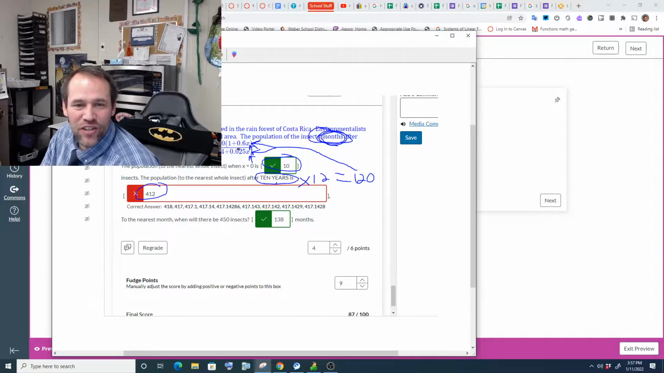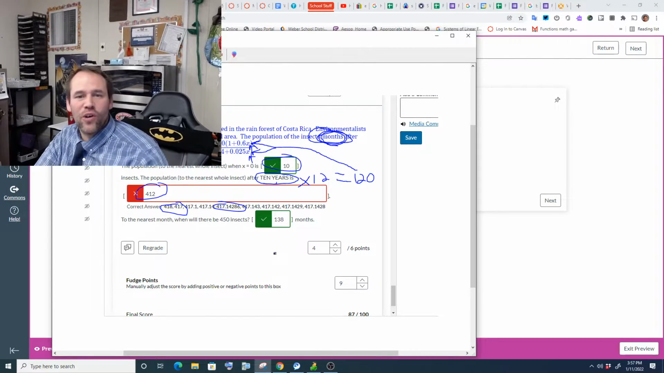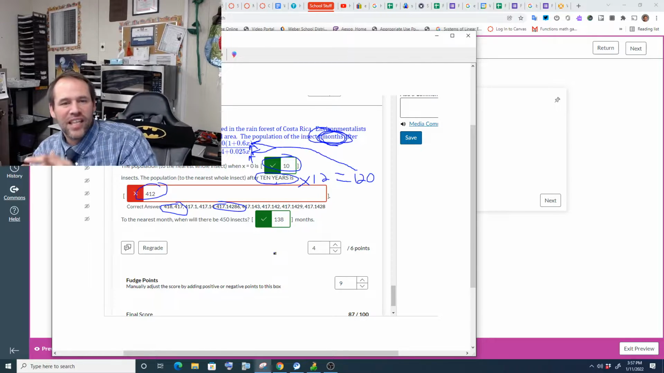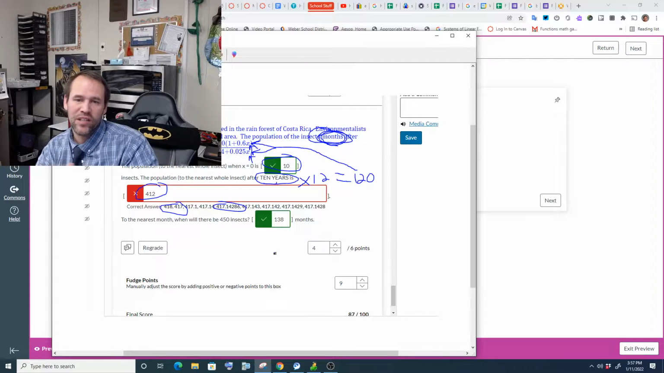So we plug in 120 and then you get 418 or 417 or something in between, which is awesome. And then the last one, you set the whole equation equal to 450. So in case you see one of those on your final exam, that's what you're going to do. You plug it in, and then set it equal to the number they give you.